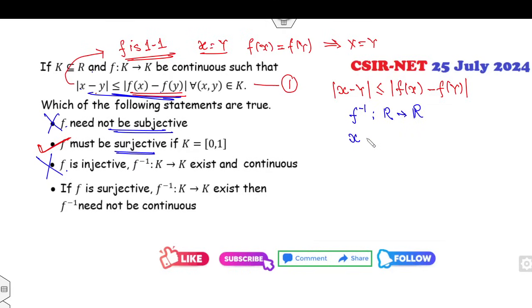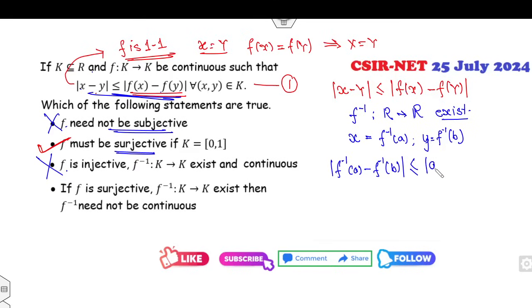So if I choose the value of x is f inverse of a, value of y is f inverse of b. Fine. So then this number will be f inverse of a, this is f inverse of b, which is less than or equal to f of x, because f inverse exists and it is 1-1 and onto, that's bijective. So this number will be a minus b. What does it mean? f inverse satisfies the Lipschitz condition, it is continuous. Fine. So that means f inverse will be uniformly continuous.